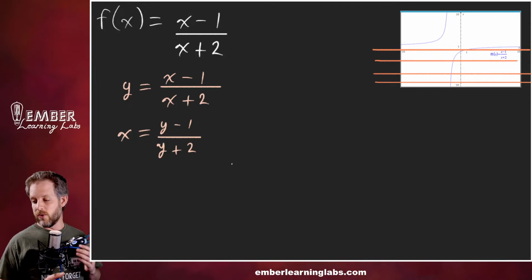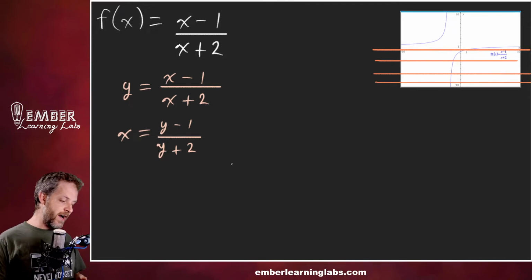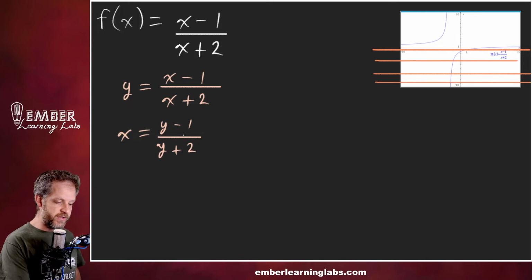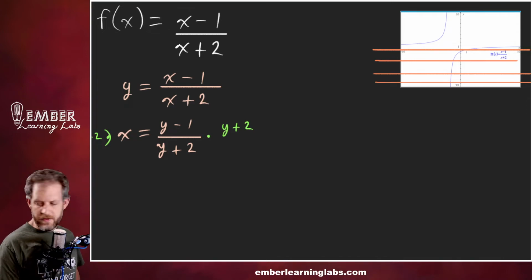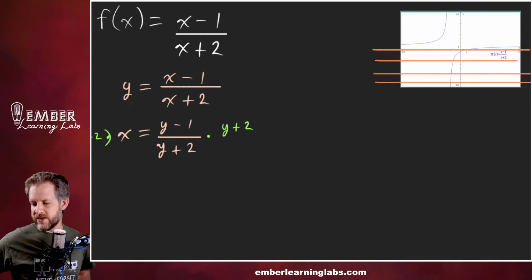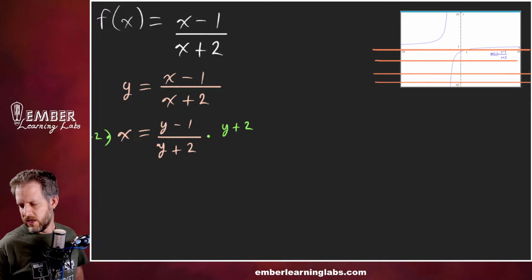Okay, so in order to put this in any kind of standard notation, we now have to solve for y. So in order to solve for y, the first thing we would need to do is get all this mess out of the denominator. So we'll multiply both sides by y plus 2. On this side, we'll distribute. On this side, we can distribute as well.